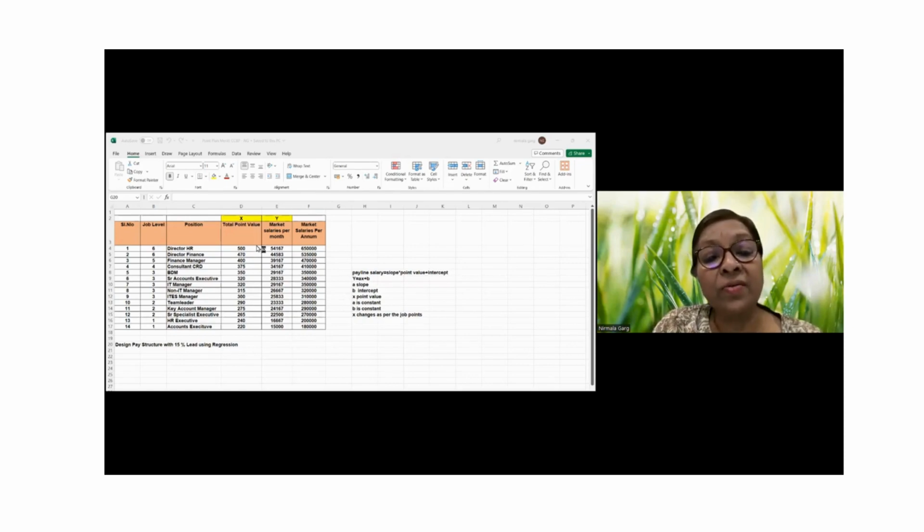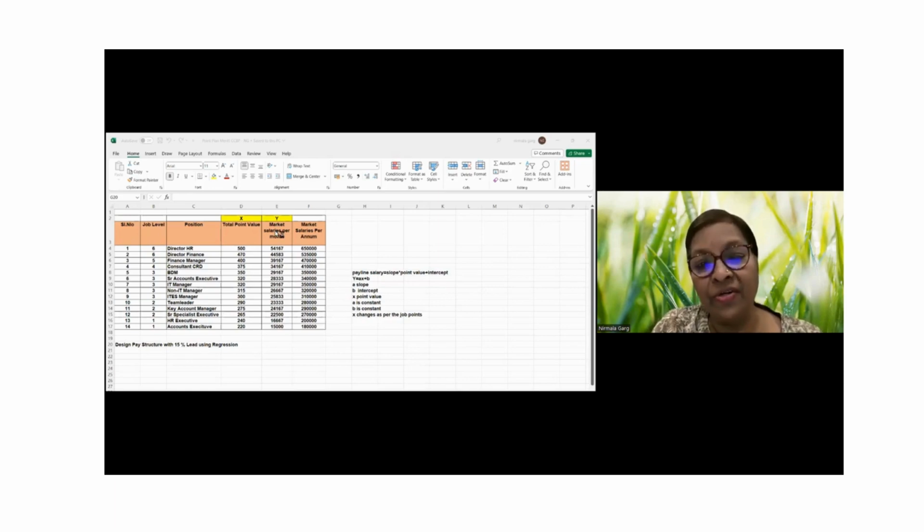Now, what are these two sets of data? The point values, which are calculated through job evaluation, is X, which is an independent variable. So the higher the points, the higher the market salary will also be. Y is the market data. Y is the dependent variable. Okay, X is the independent variable and Y is the dependent variable.